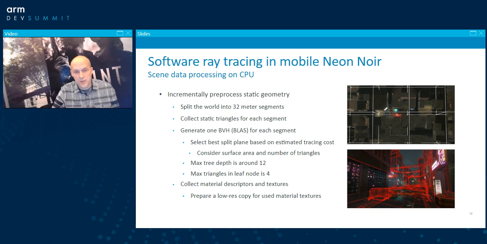For each segment, we also collect material information and prepare the material textures. We limit the texture size to 256 by 256. The textures are stored in one big 3D texture, and this allows the tracing shader to access all of them just by ID.